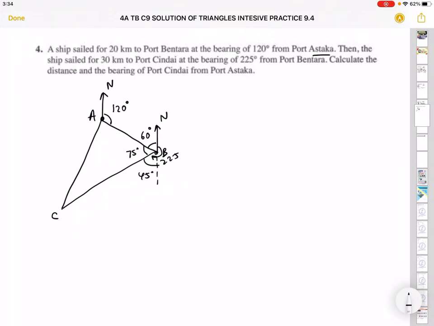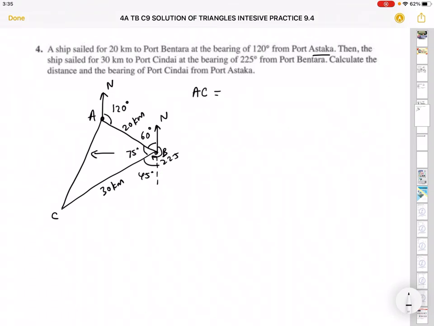Now remember, the distance between Bentara and Astaka is 20 kilometers, and the distance from Bentara to Chindai is 30 kilometers. So we've got all the measurements already, and now we can use the cosine rule to find the distance between Astaka and Chindai, AC.